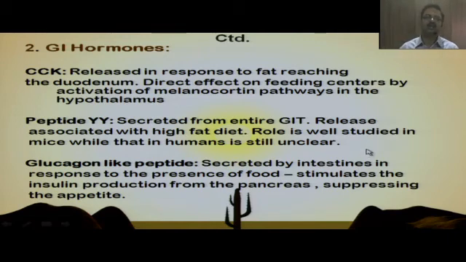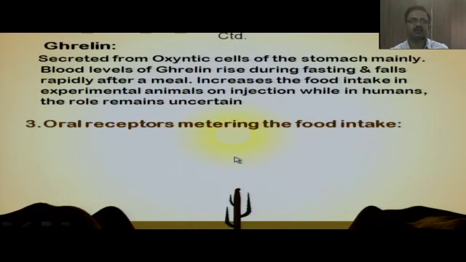Next, the glucagon-like peptide is secreted by the intestine in response to the presence of food, which stimulates insulin production from the pancreas and suppresses the appetite. The next hormone is ghrelin, which is secreted from the oxyntic cells of the stomach. The blood levels of ghrelin rise during fasting and fall rapidly after a meal. This increases the food intake in experimental animals on injection, while in humans the role remains uncertain.